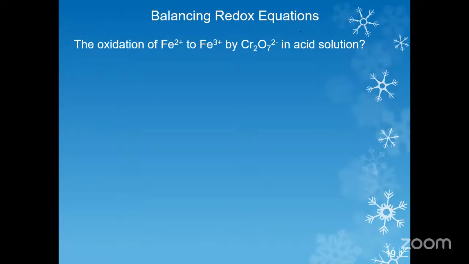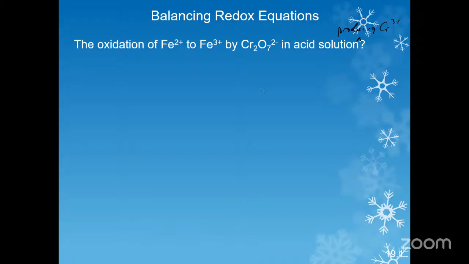So let me put it right here at the end. Producing Cr3+, all right? So let's say you're given that information. And the question is, how do you go about balancing this equation? Well, the first step is that you'd have to write down an unbalanced equation, based on the information provided.